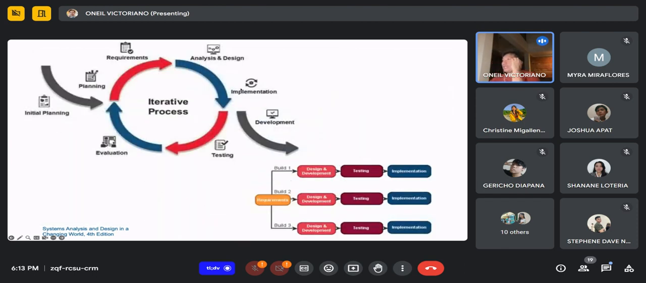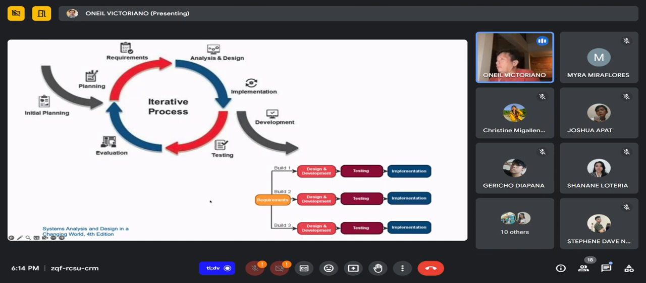Again, the iterative process first has the initial planning, and then the requirements, analysis and design, implementation, testing, and evaluation carried through the iterative process. And we have different builds: build one, build two, and build three. From the requirements, we create three modules, which can be done in parallel or not, for these three main phases.